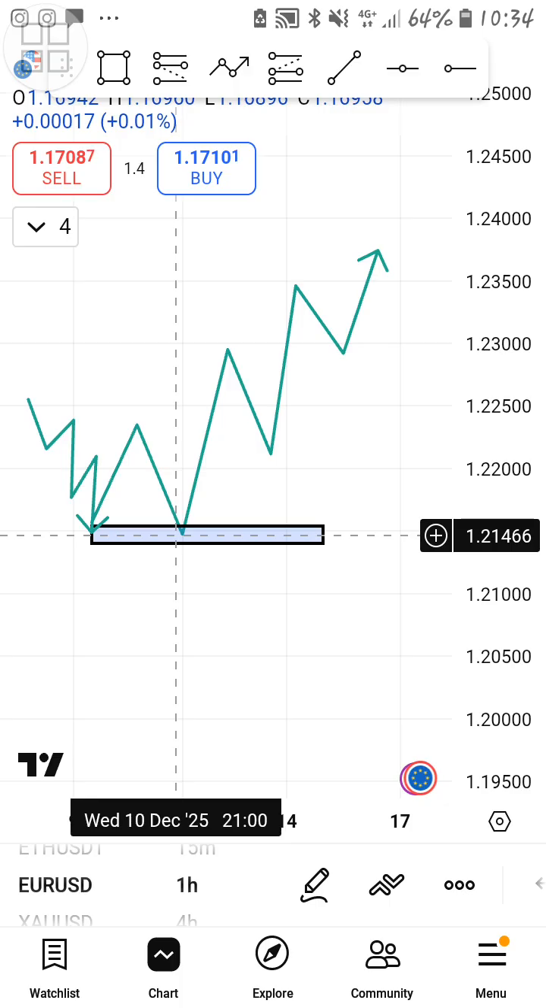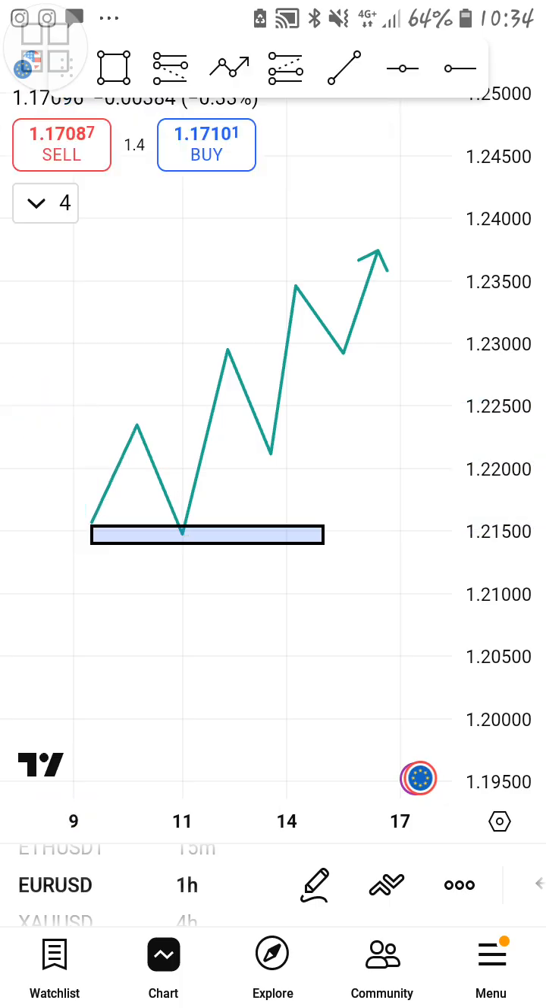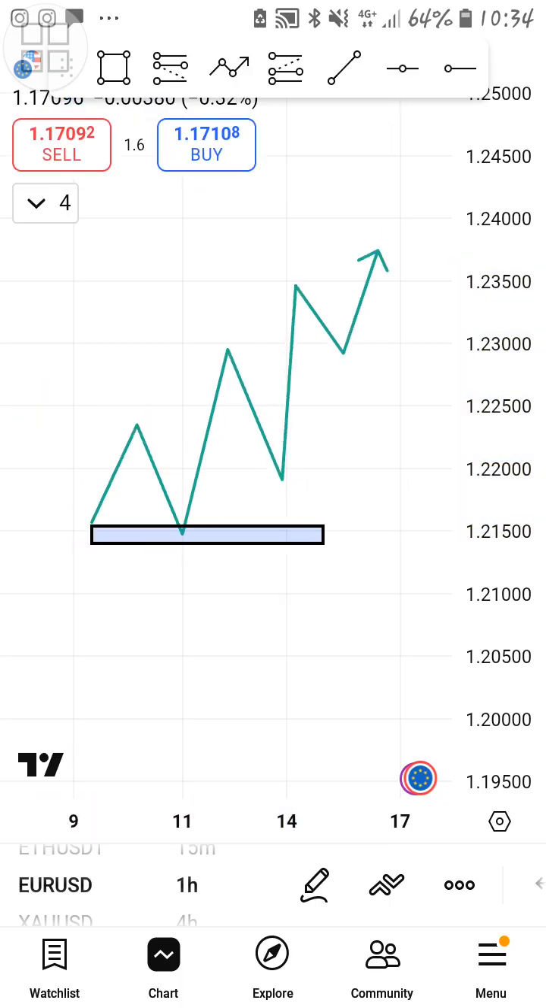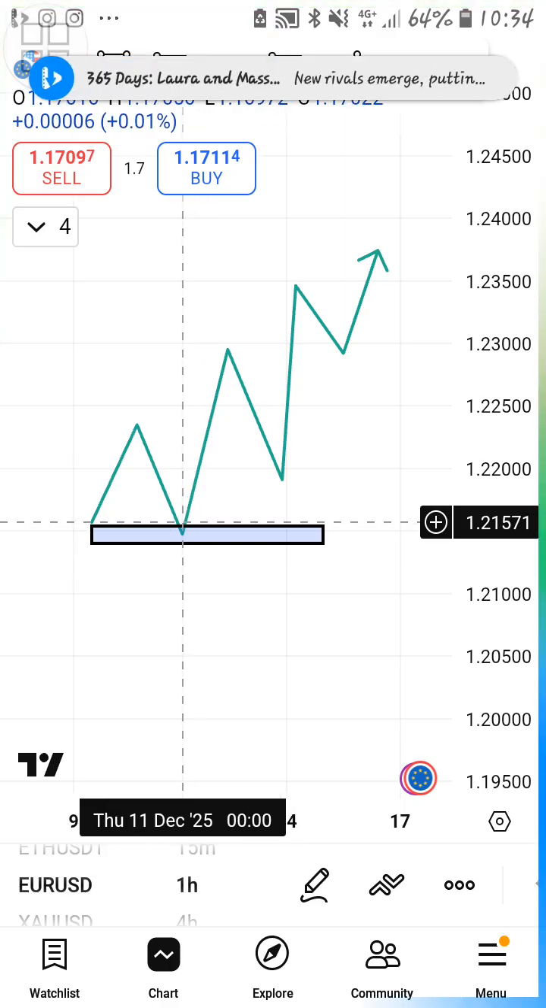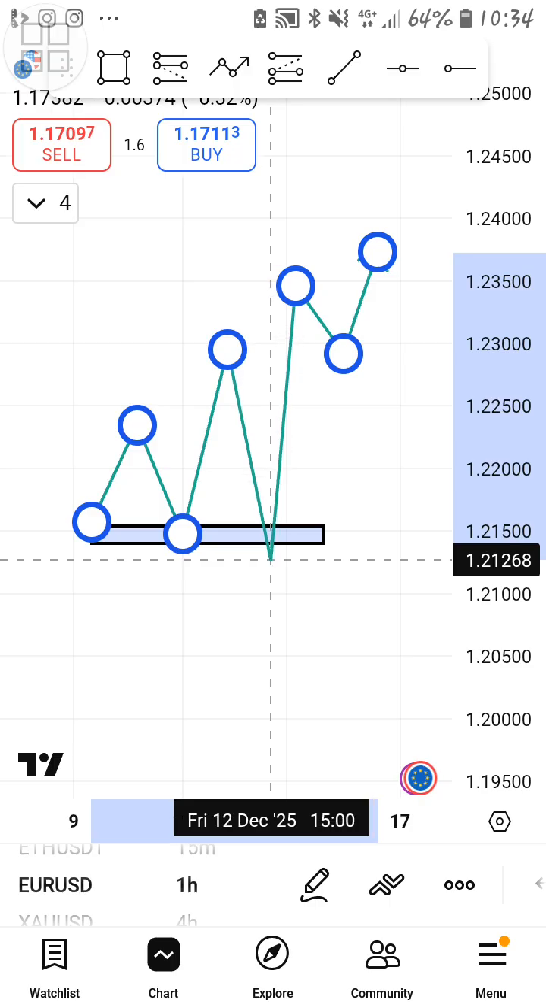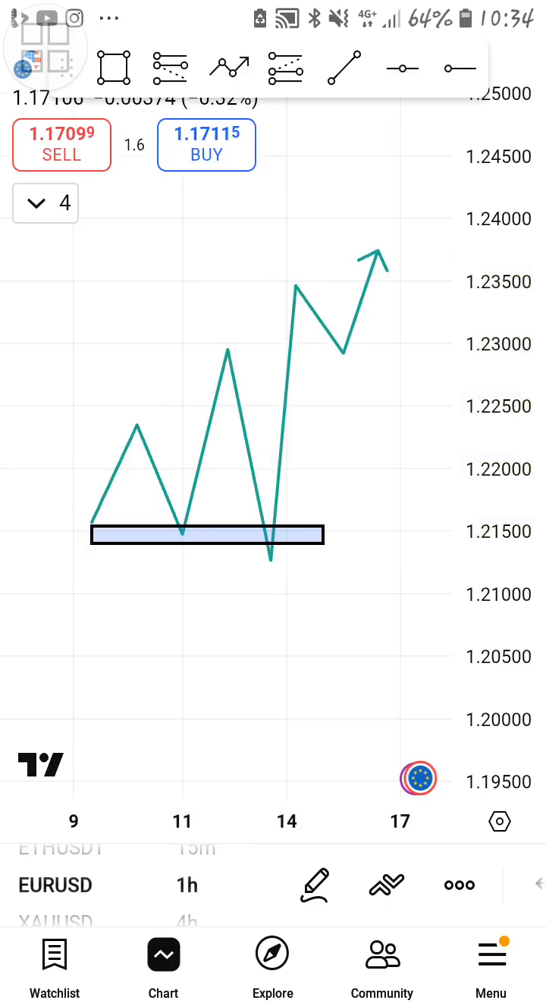If the zone is not valid, the market will come. If it has finished creating this big move at this position, the market will come here, come and sweep up this liquidity around over here. This is what we call an inducement.